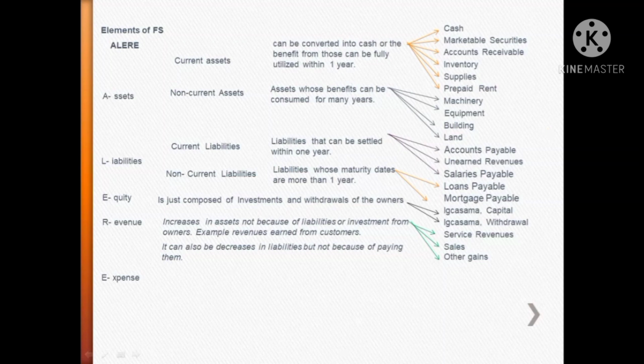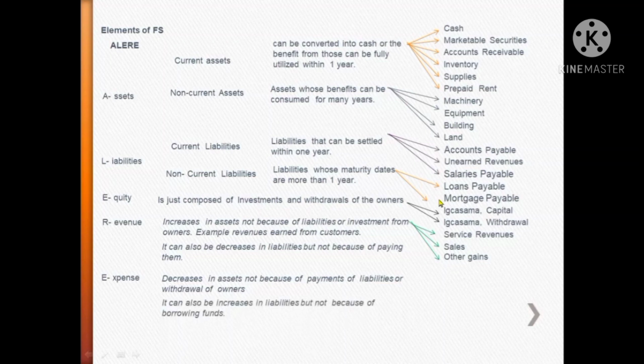Lastly, we have expenses, which is the opposite of revenues. These are decreases in assets, but not because of withdrawal of the owner or payment of liabilities. Best example is when the company pays for salaries of the employees. In this particular transaction, the assets will be decreased, of course, but not because the owner withdrew funds or the company paid its debts.